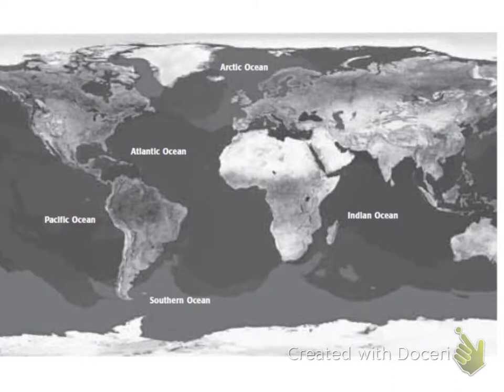So regarding the ocean, 71% of the Earth's surface is covered in water. The largest ocean is the Pacific, and the smallest ocean is the Arctic.